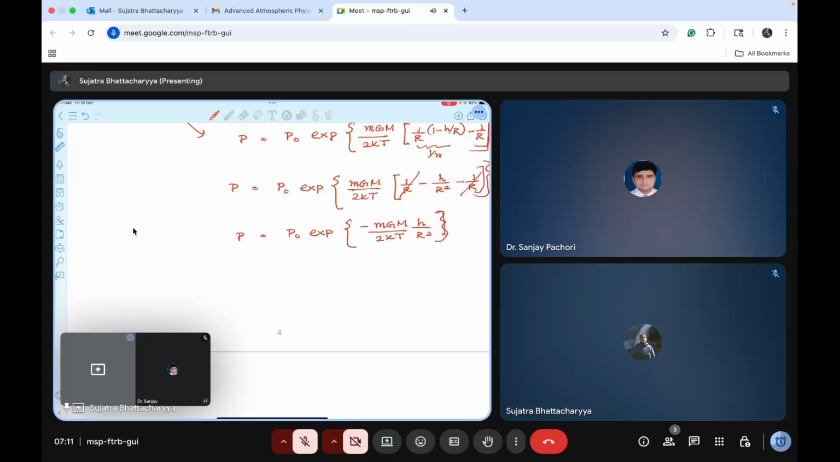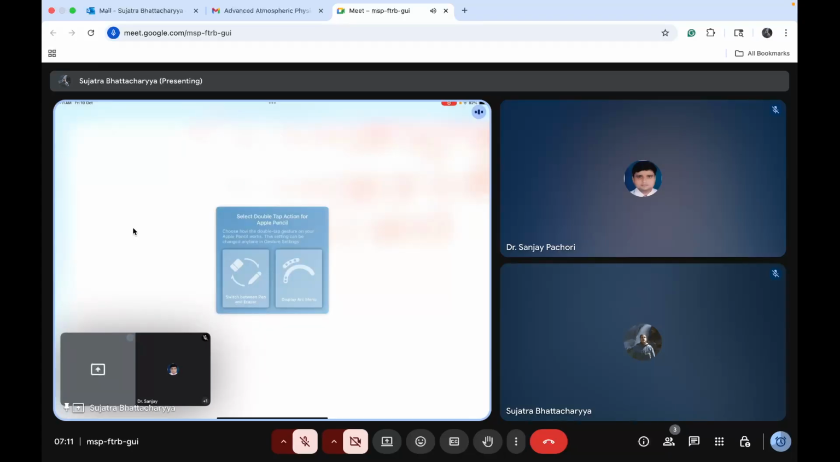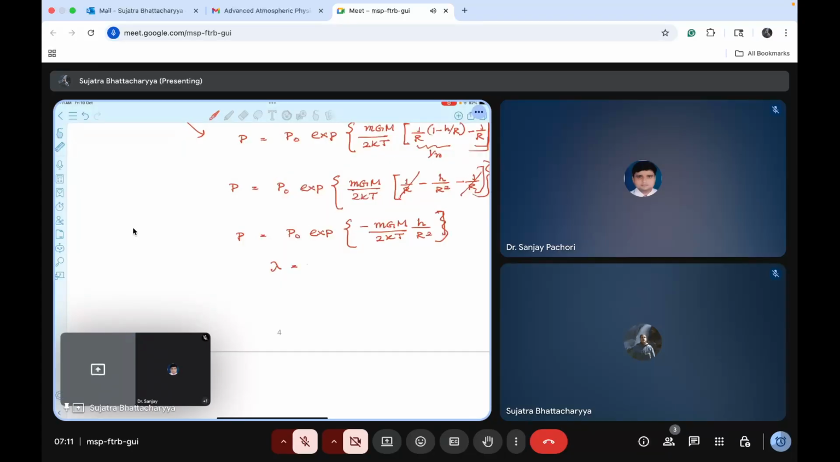Now what we do is write lambda as 2kT divided by mgM and R square, so ultimately writing this one with an opposite, meaning inverting that.